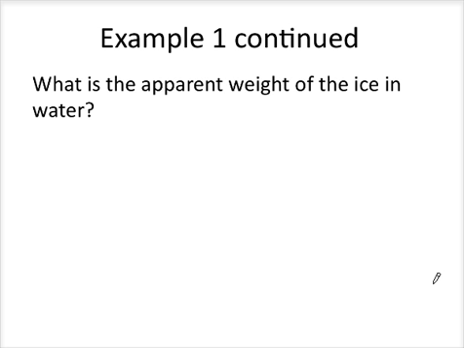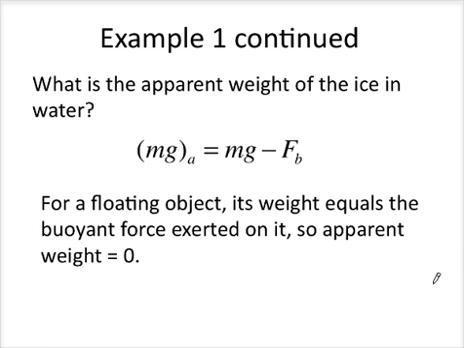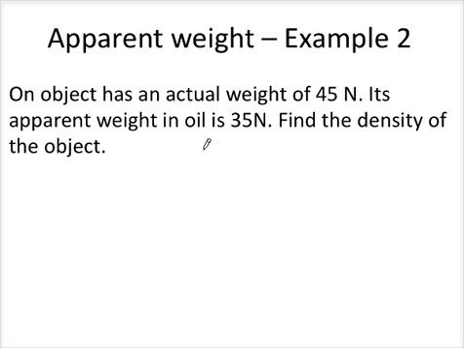What if we were asked to figure out the apparent weight of this chunk of ice that's in water? As you remember, apparent weight is mg minus buoyant force. And since it's a floating object, mg equals buoyant force, which makes the apparent weight 0. So objects that float do not have any apparent weight. Their apparent weight is 0. What if an object does have apparent weight?